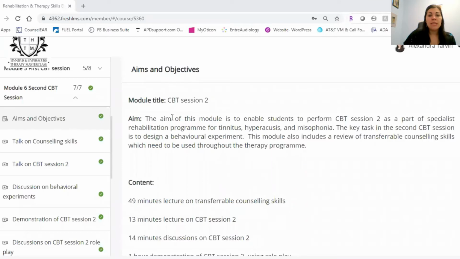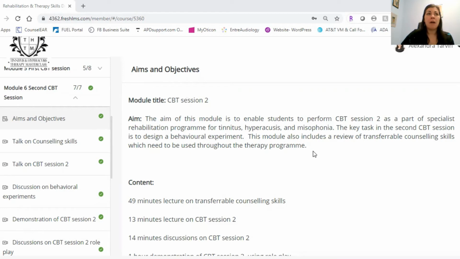Okay, so as you can see here, in Module 6, you will learn about the second session. So by this point, you will have already learned about all the fundamentals, as well as the first session that you do. So this would be your next visit with a patient. And the aim of the module is to teach you how to do the second session as part of this program for individuals that have tinnitus, hyperacusis, and or misophonia.